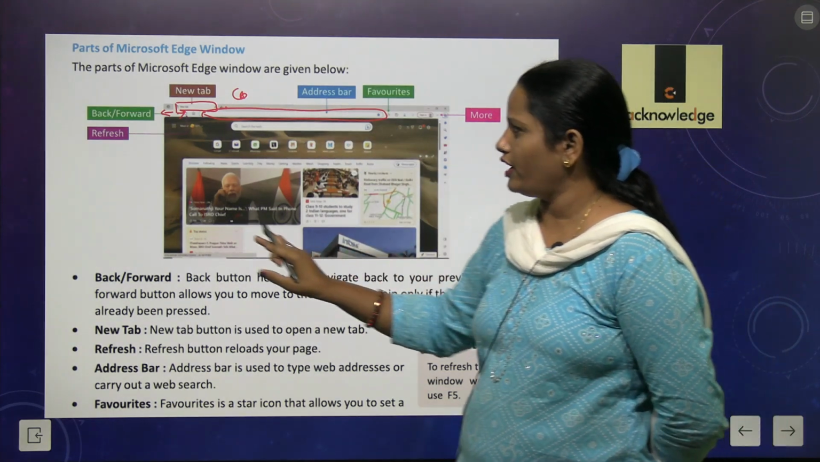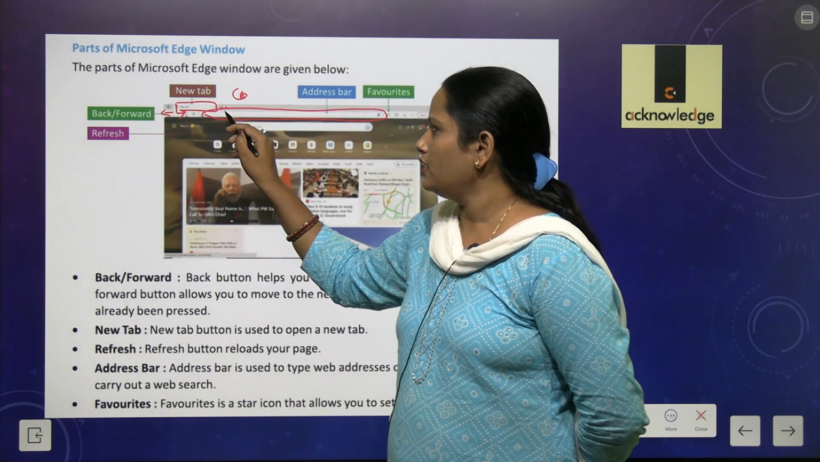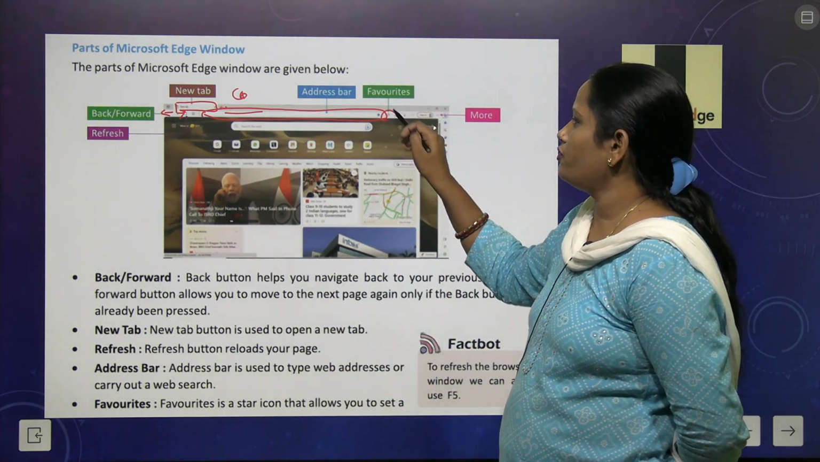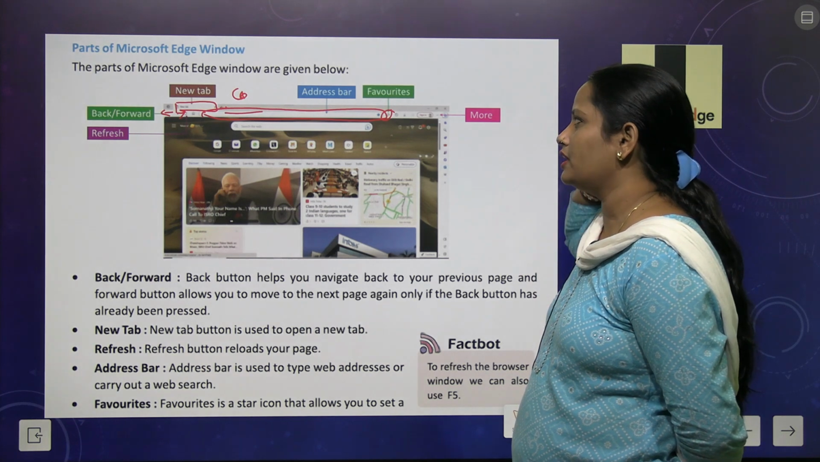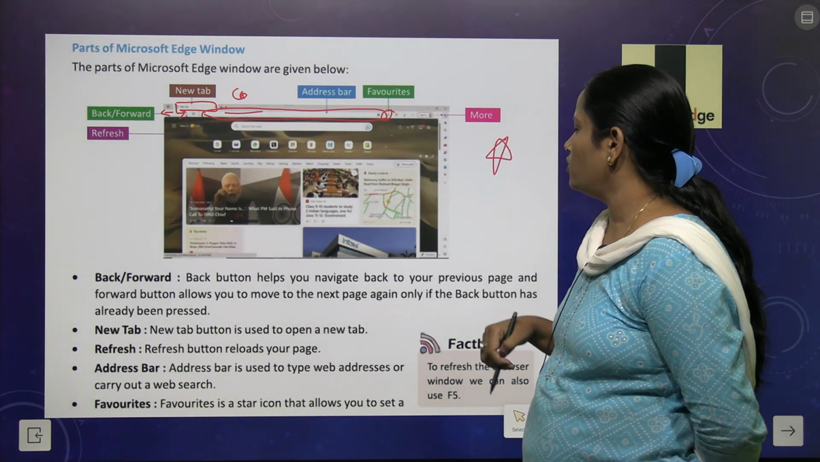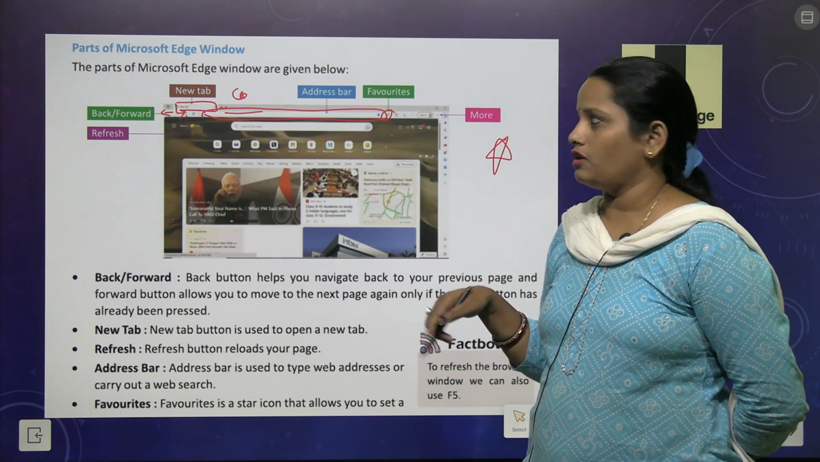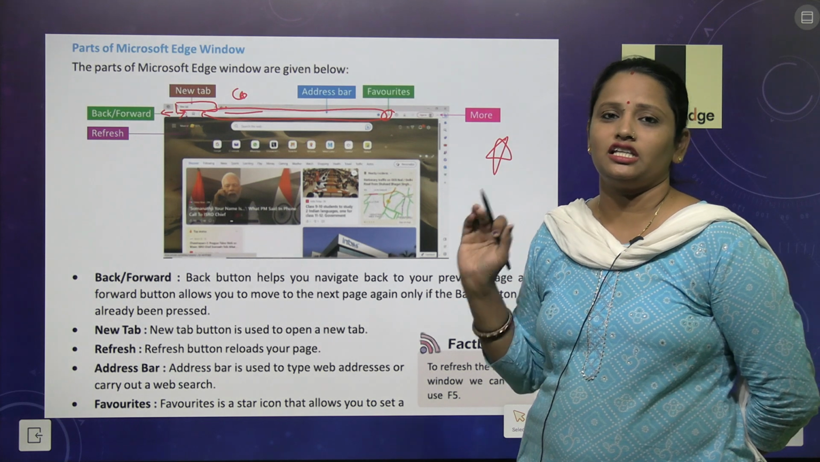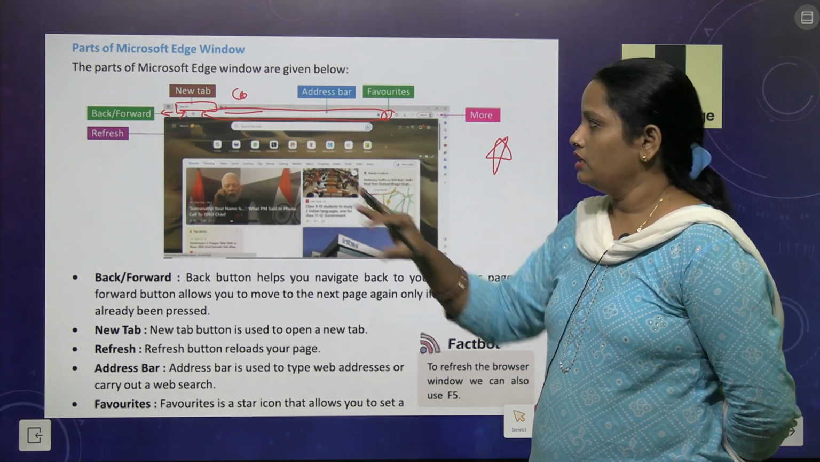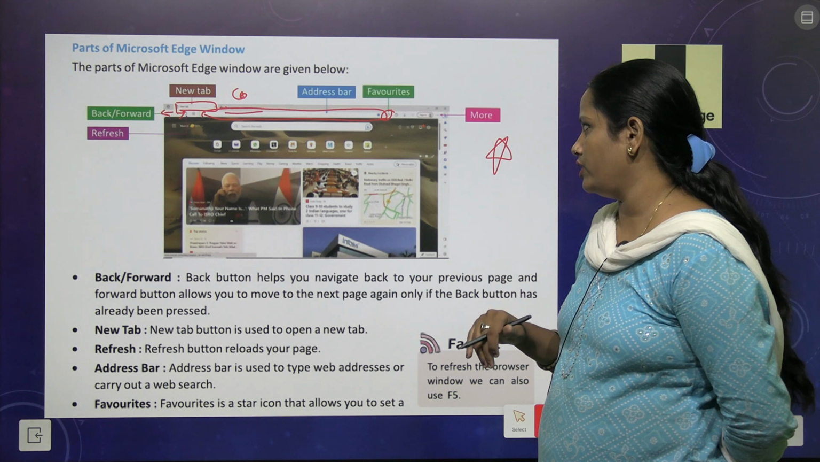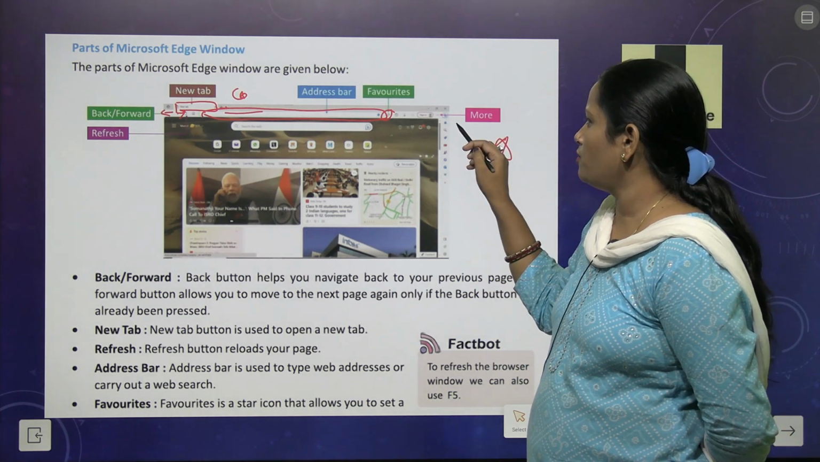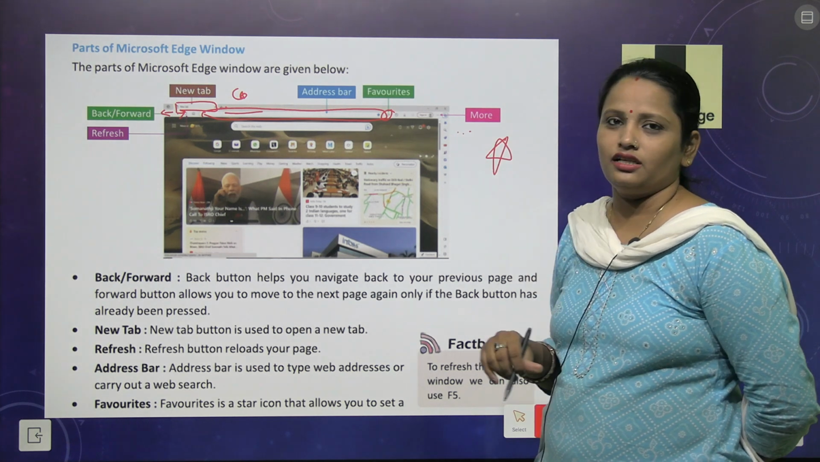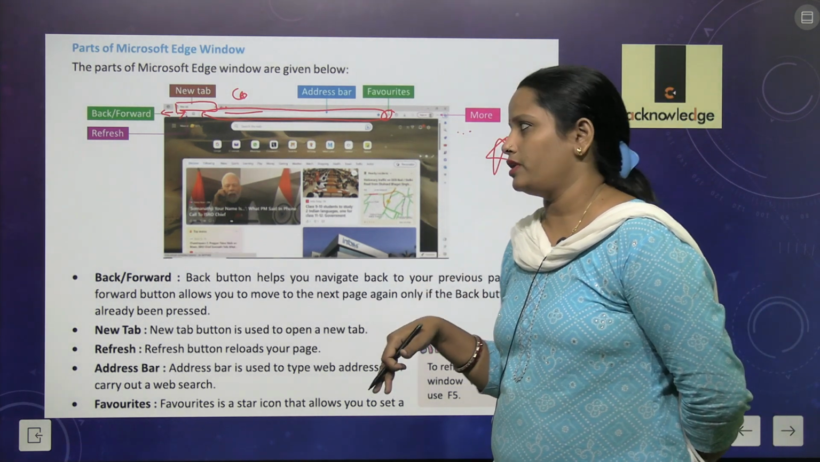This is our Microsoft Edge window. In the address bar, the details of Microsoft Edge will be written. Okay, next is our favorite button. It is like a star. Whatever page is our favorite, we can simply click on this favorite button, and that page will be saved on our Microsoft Edge screen. Next is the more button. Here we can see 3 dots. We can click there and get more options from there.